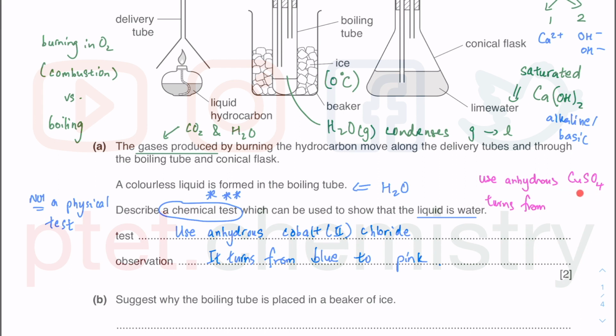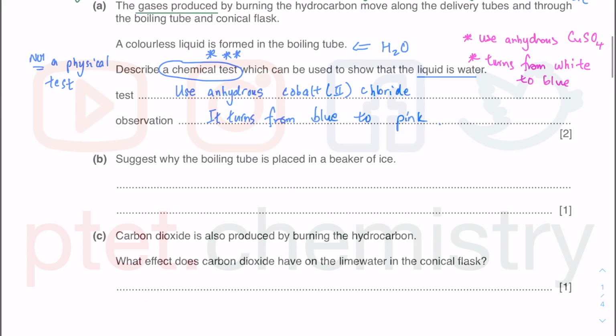You heat this blue solid, which was hydrated, and you get the anhydrous solid, which is white in color. As you add water to it, if water is present, it will go to blue. So these are reversible reactions. They can go from anhydrous to hydrated, going from white to blue. This one is going from the anhydrous, which is blue, to pink, which is the hydrated cobalt 2 chloride. You'll learn more about this at a later stage.